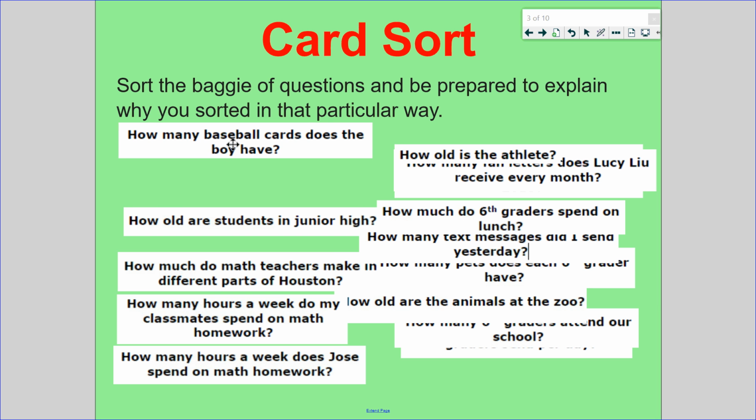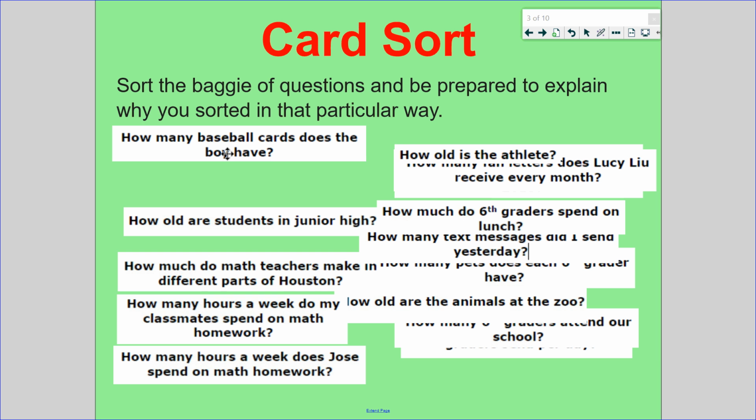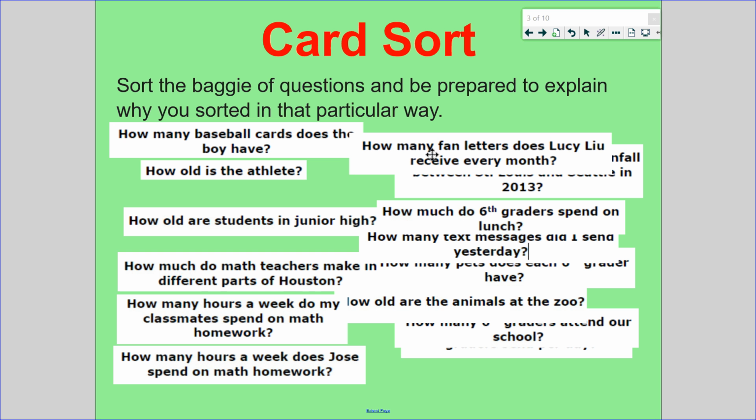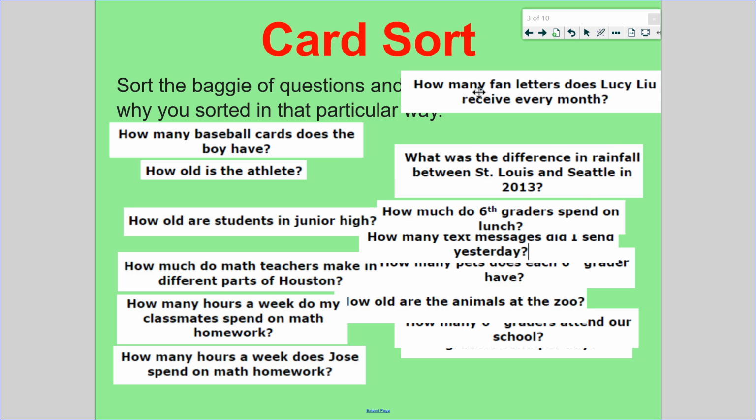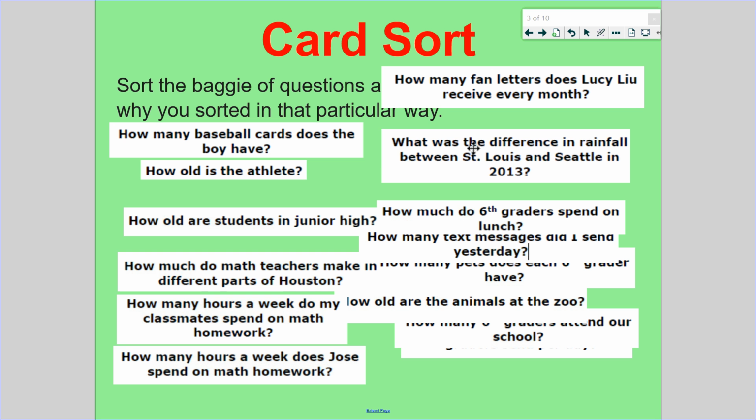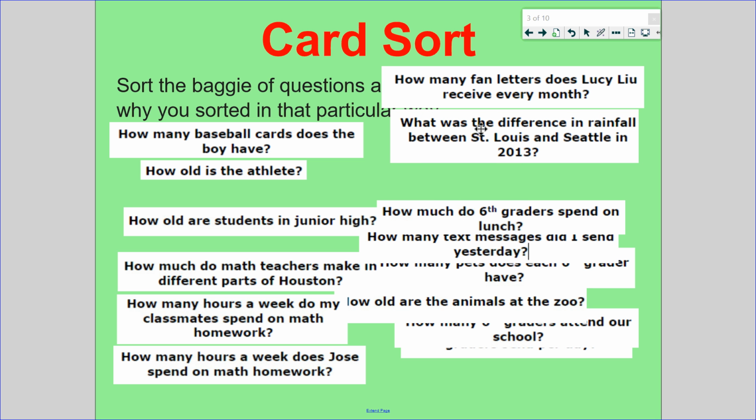How many baseball cards does the boy have? I'm not really sure, so I'm going to read some more questions. How old is the athlete? Oh, it's about sports. How many fan letters does Lucy Liu receive every month? What is the difference in rainfall between St. Louis and Seattle in 2013? Maybe it's not about sports.